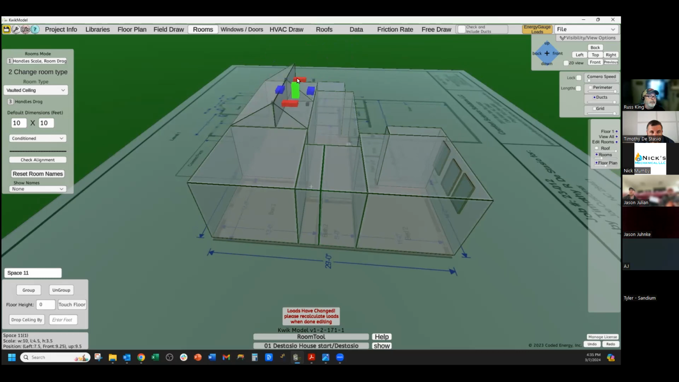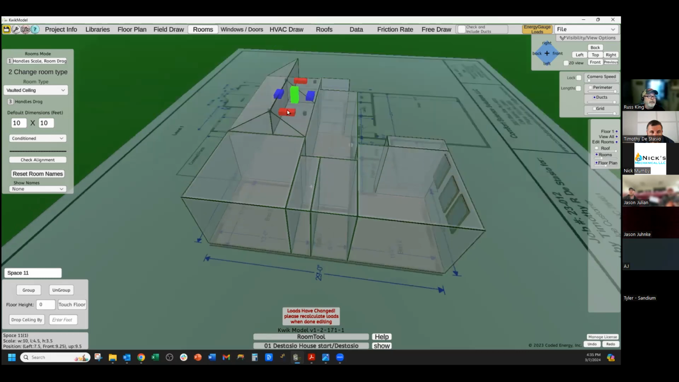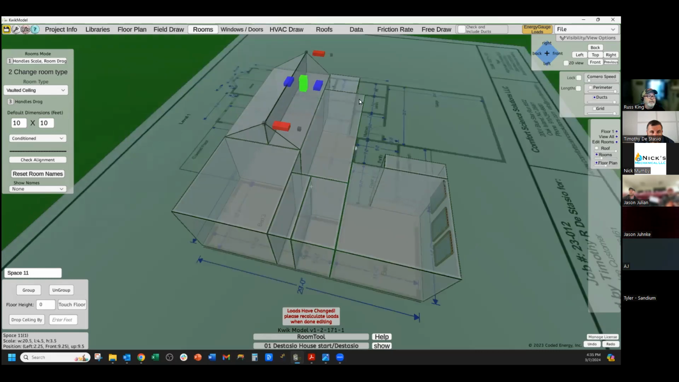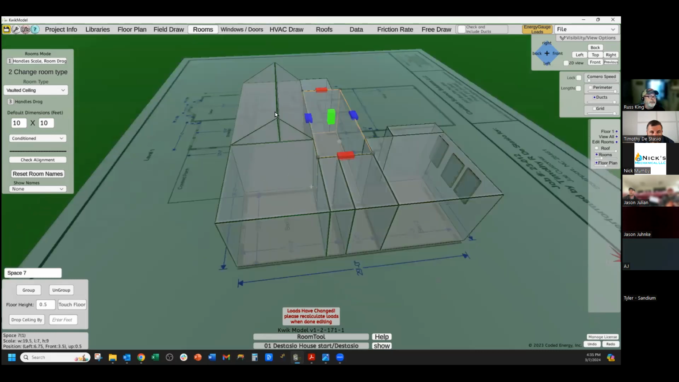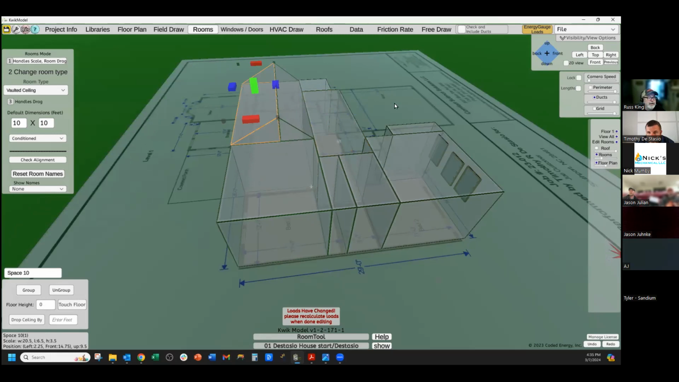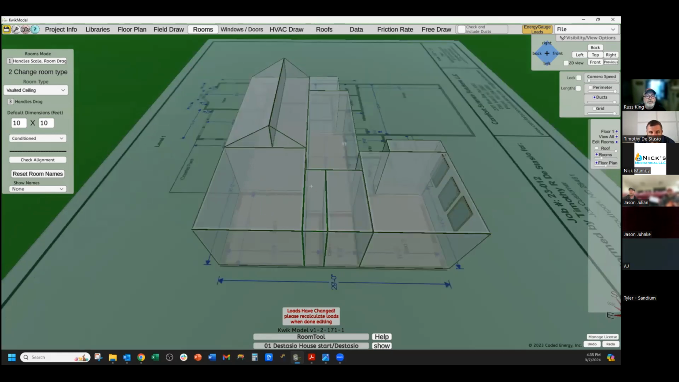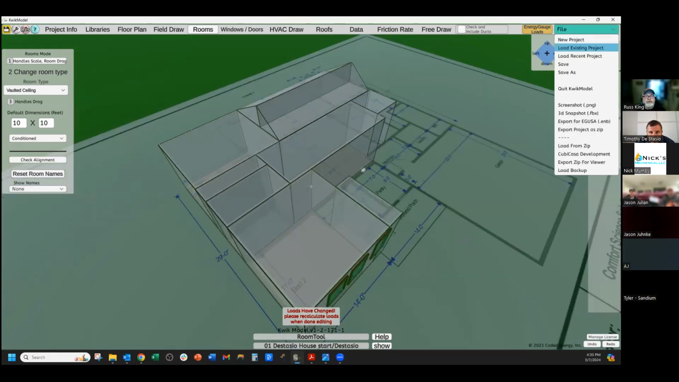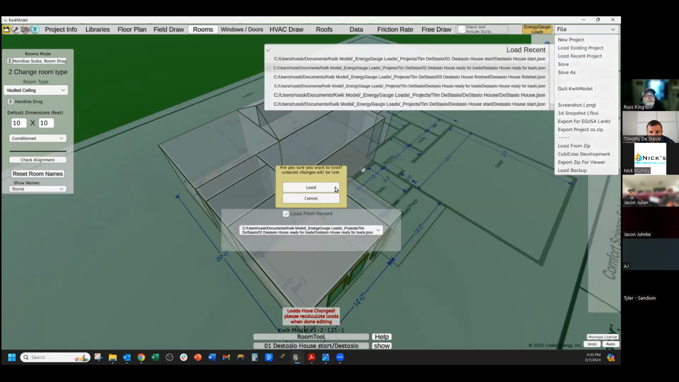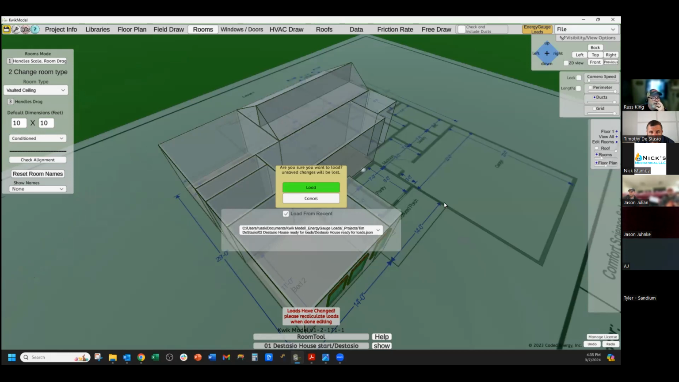Oops. There's a weird handle issue going on right now. Something like that. So now it's a double vaulted ceiling, and you can arrange that to make it look accurate. Okay. All right. Let me open up a file that actually has the house fully built. It'll take a second to load.